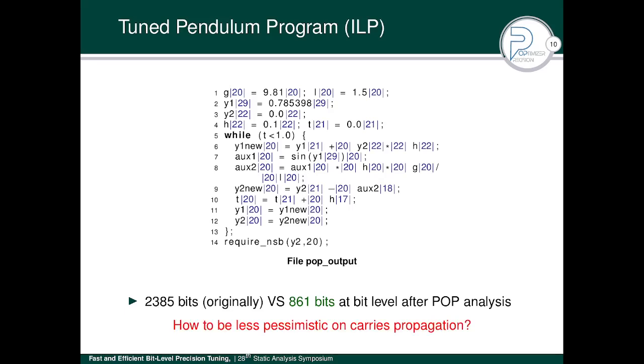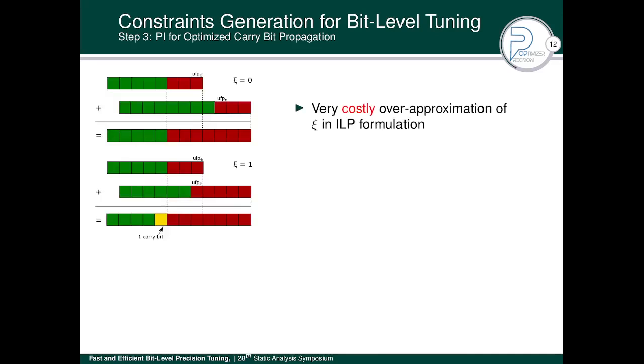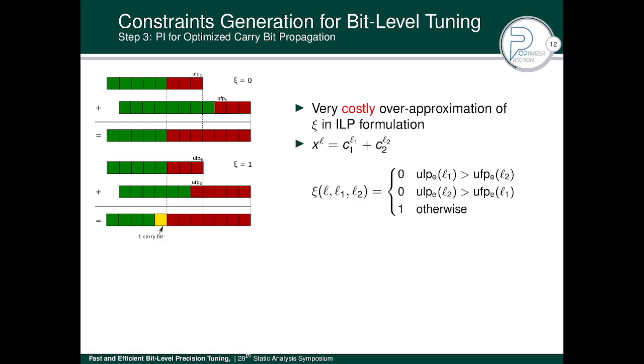The question now is how we can optimize the precisions more by being less pessimistic on the carry's propagation. This is the subject of the third step of our analysis. In fact, we have observed that when we analyze larger codes with POP, adding 1 bit at each time becomes costly. For this reason, we will propose a new formulation of this function.